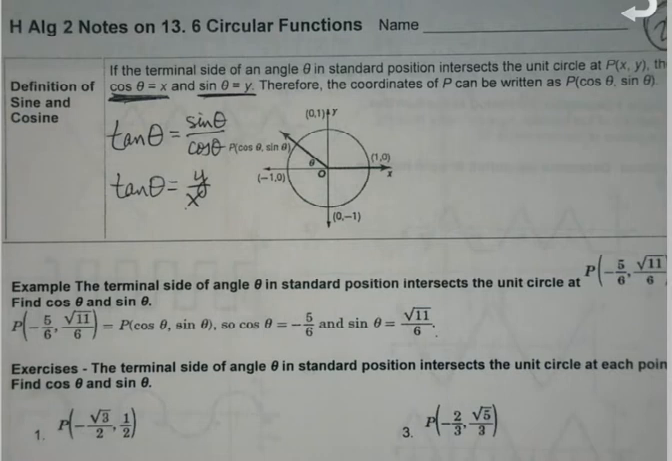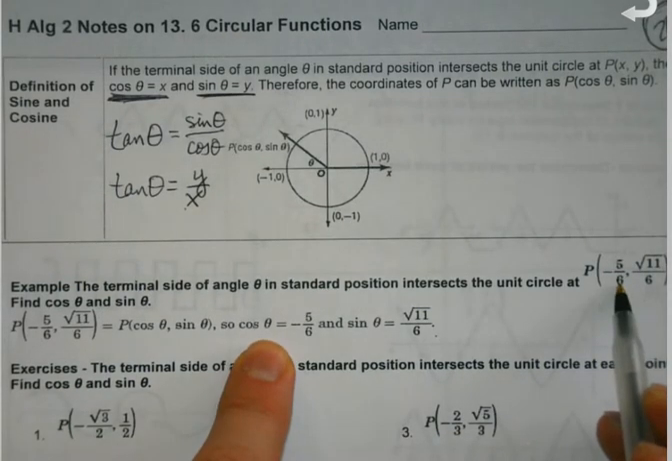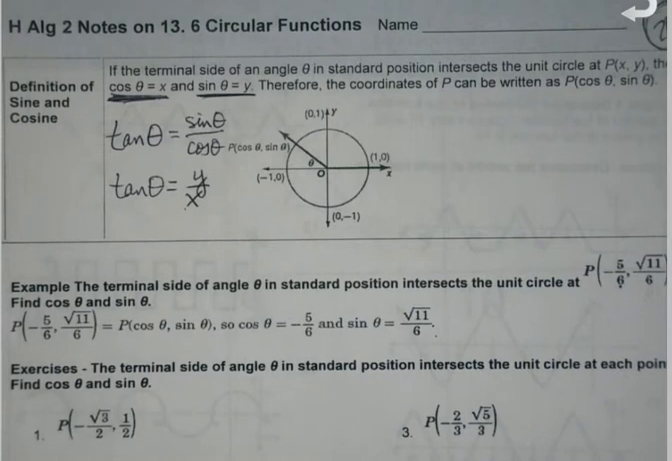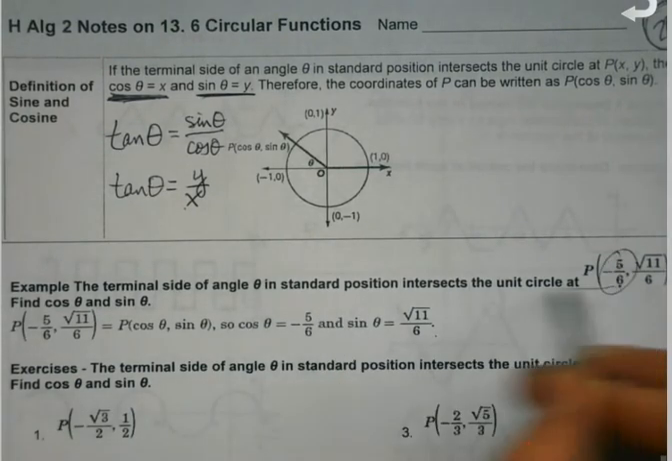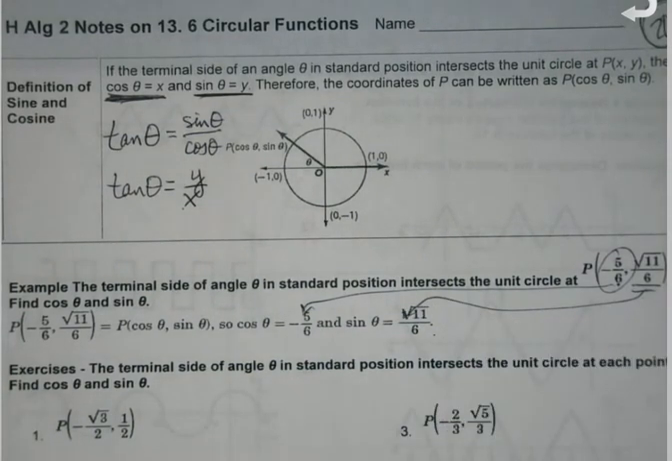So in this first example, the terminal side of our angle intersects the unit circle at negative 5/6, square root of 11 over 6. All that means for us is that this is my cosine value at that particular angle measure, and this would be my sine value. So I could even use this if I wanted to figure out what the angle measure itself was. But that's all I'm doing. I'm strictly taking my x value, it's cosine, my y value is sine, and that's all there really is to it. There's that direct correlation.